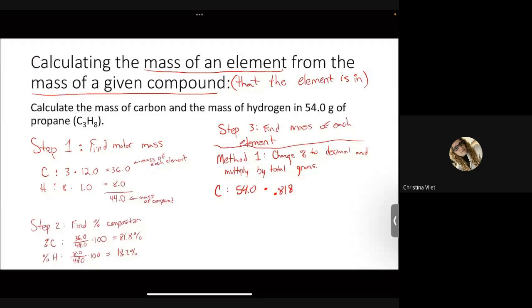.818. And that would give us 54 times 0.818. So I get 44.2 grams carbon in that 54 gram sample. And so now for hydrogen, I would do 54 multiplied by what?